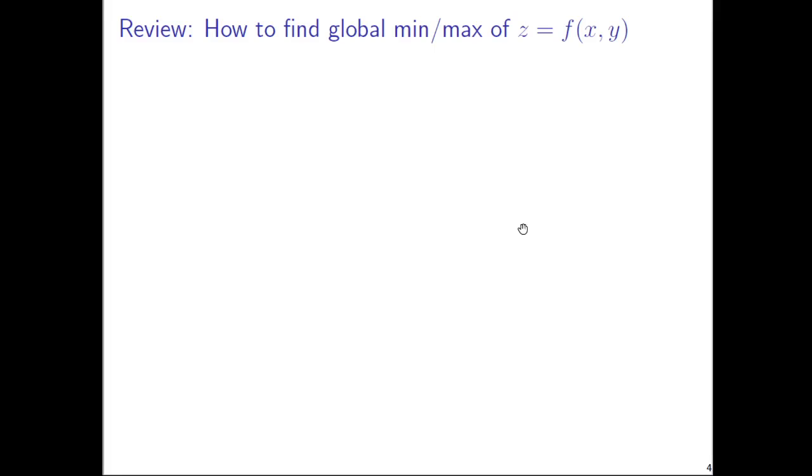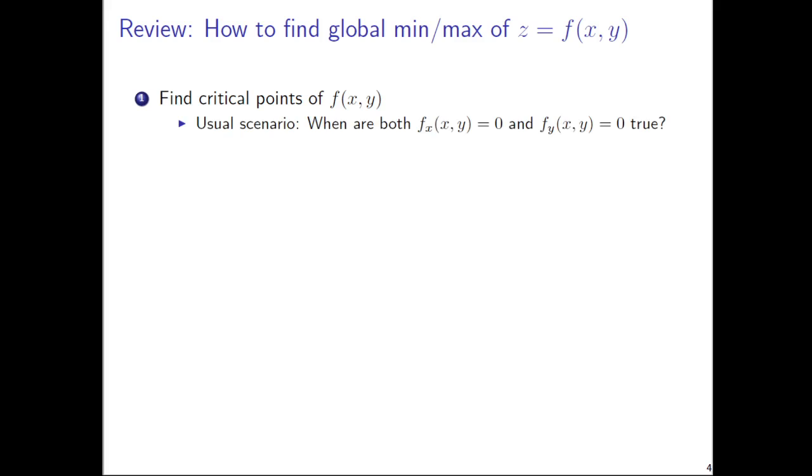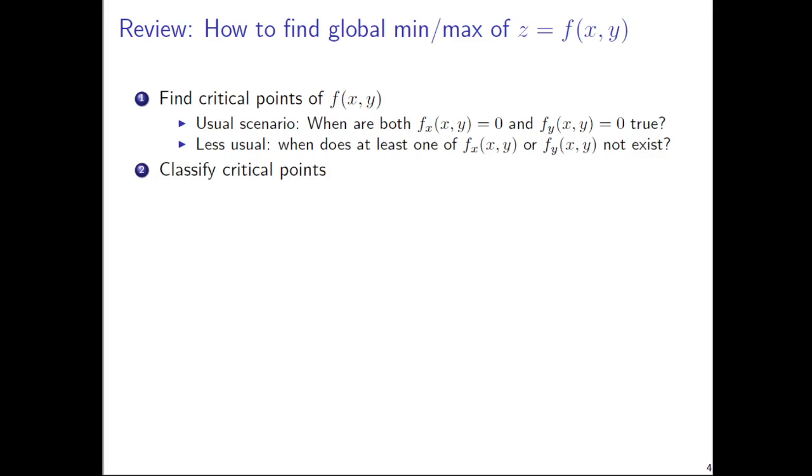Recall that to find the global min or max of a function of two input variables, we should find the critical points of the function. The usual scenario is when both partial derivatives are equal to 0. Less usual is when at least one of the partial derivatives does not exist. Okay, so you get these critical points, then we have to classify them.